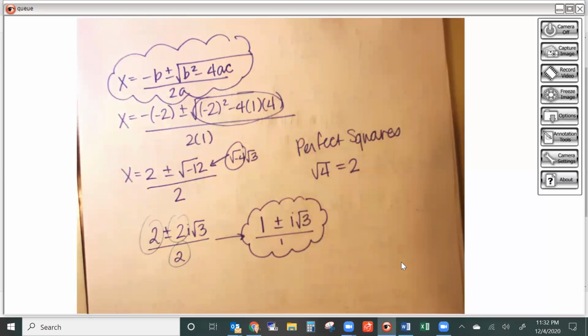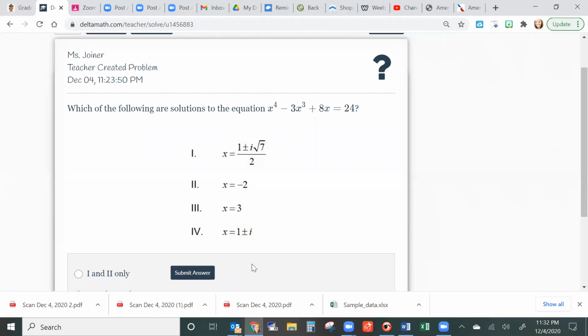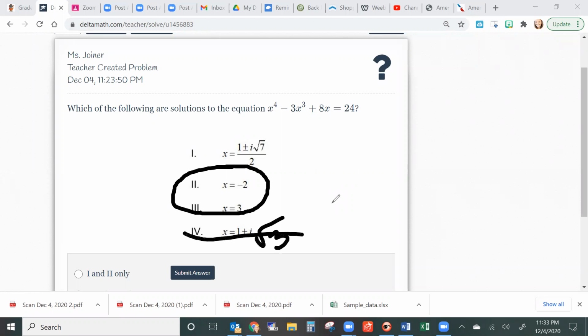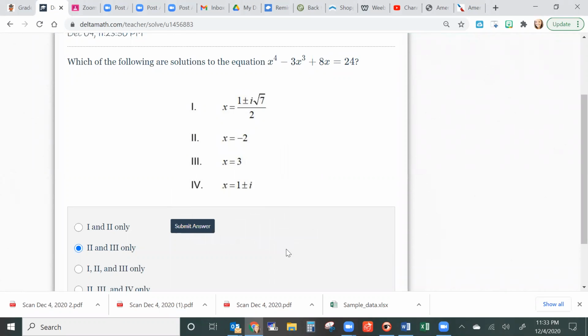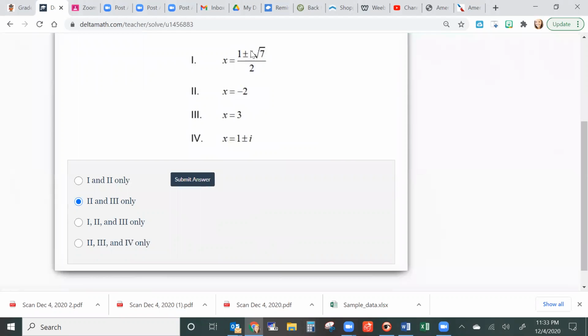So let's go back and take a look at the question we were just doing. We know that 1 plus or minus i root 3 is supposed to also be a solution. I don't see that as a choice. So that means that I'm only going to choose these middle two here. I know these two worked. This one is clearly missing the root 3 on the end, so that's why that one's wrong. So it's going to be 2 and 3 only, which is right here. There still are 2 more answers, but they just don't have them as an answer choice.